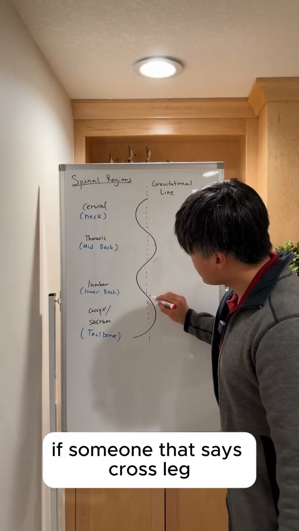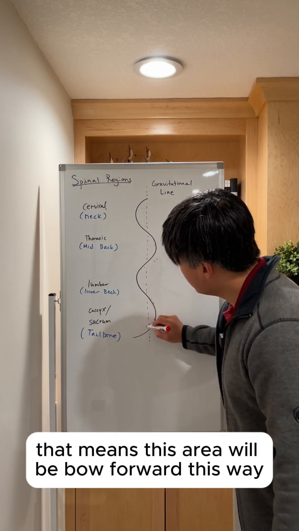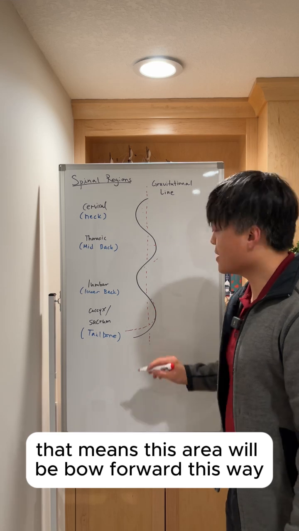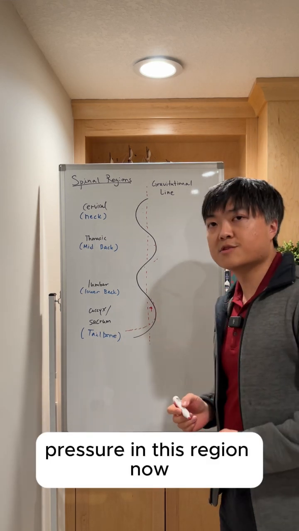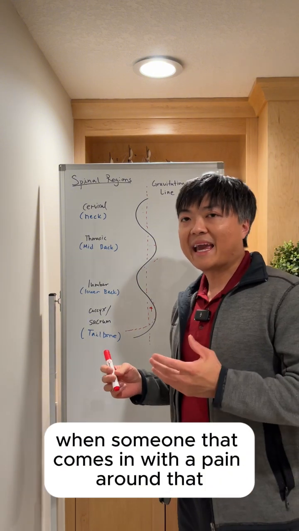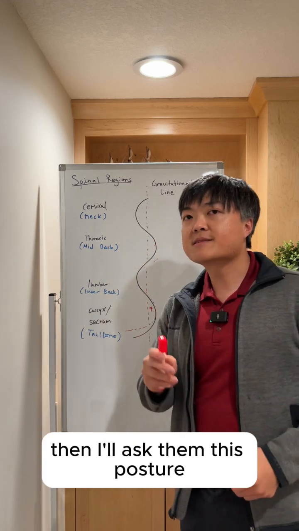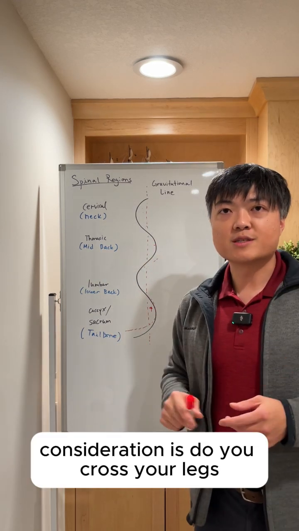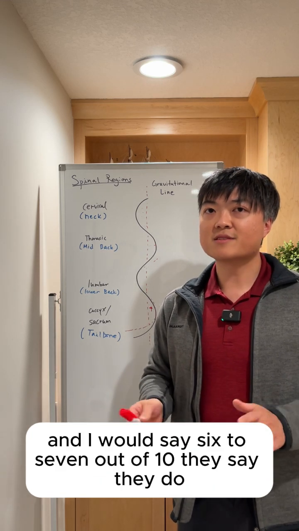If someone sits cross-legged, that means this area will bow forward this way, and that means there will be increased pressure in this region. Now, when someone comes in with a pain around there, pointing to one side off the center, I'll ask them, as a posture consideration, do you cross your legs? And I would say 6 to 7 out of 10 say they do.